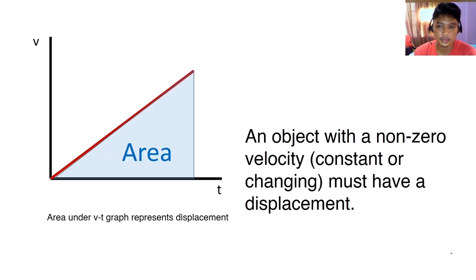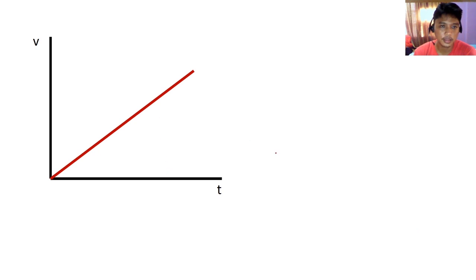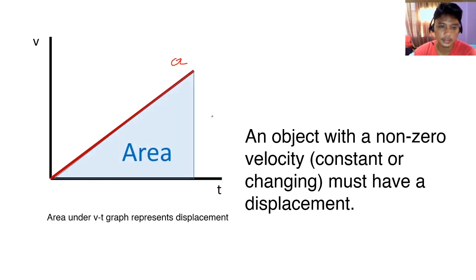So let's go back here now. Clearly in this problem, in this graph, we see that velocity is increasing. There is a positive slope, and therefore it is accelerating. And we all know that the area under the curve represents displacement. So clearly, an object with a non-zero velocity, whether constant or changing, must have a displacement. In other words, it doesn't make sense to say that an object is accelerating, but then at the same time say that the object is not being displaced.